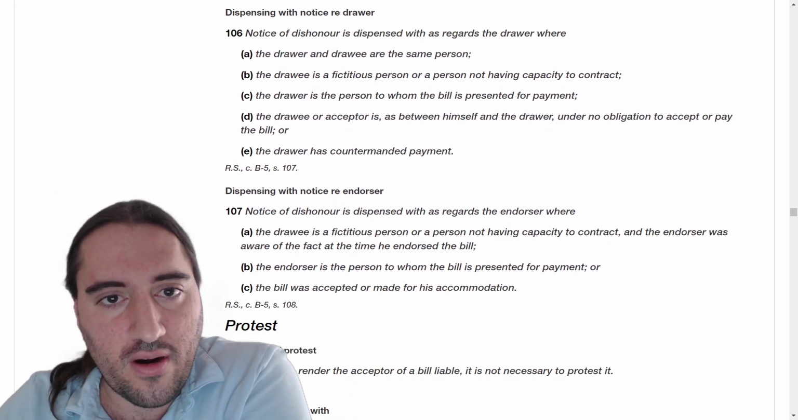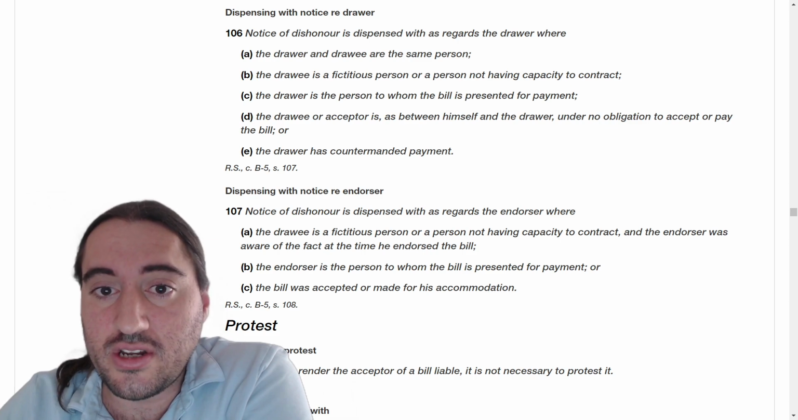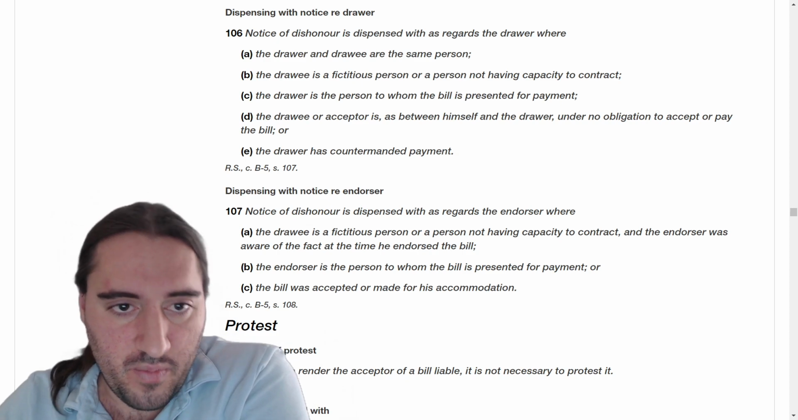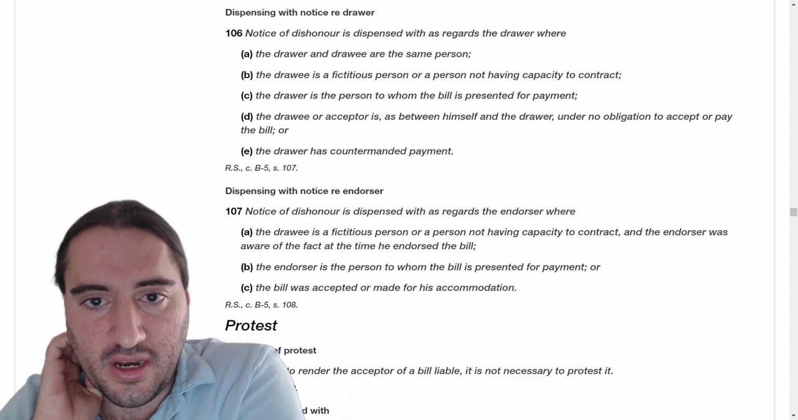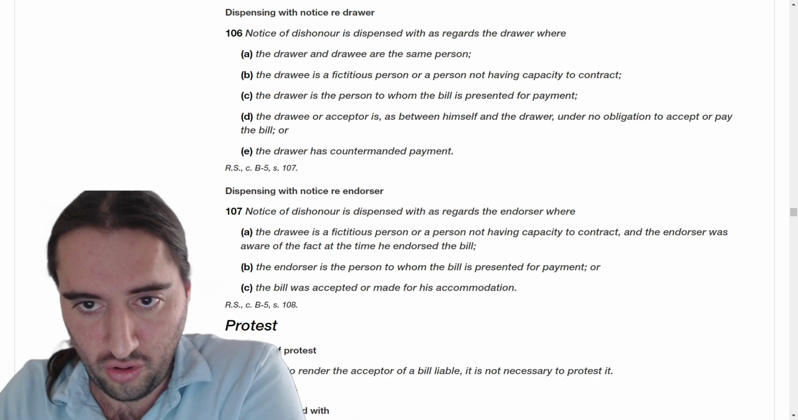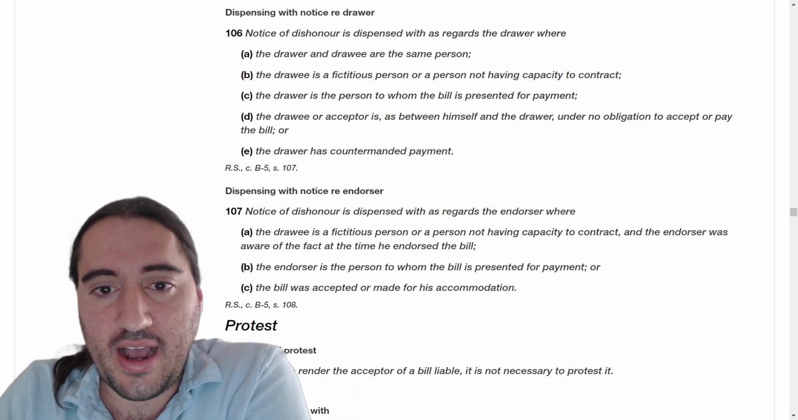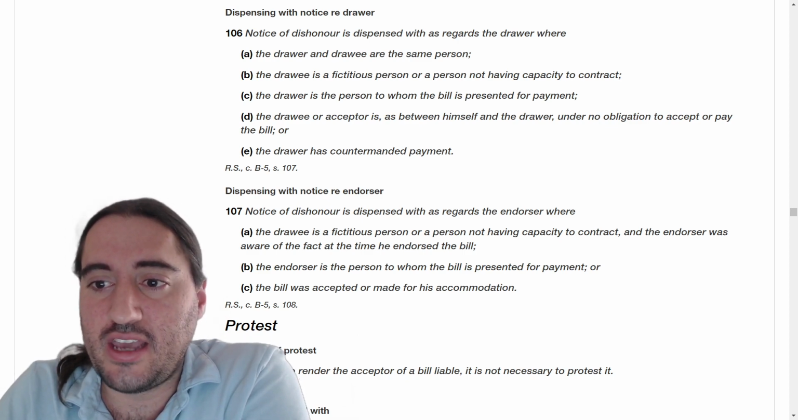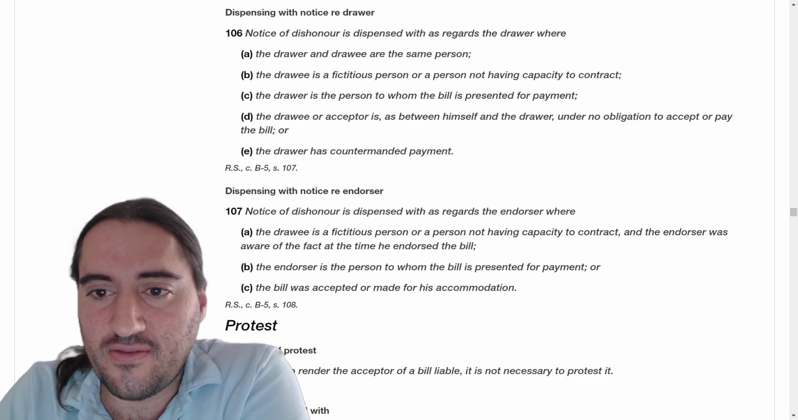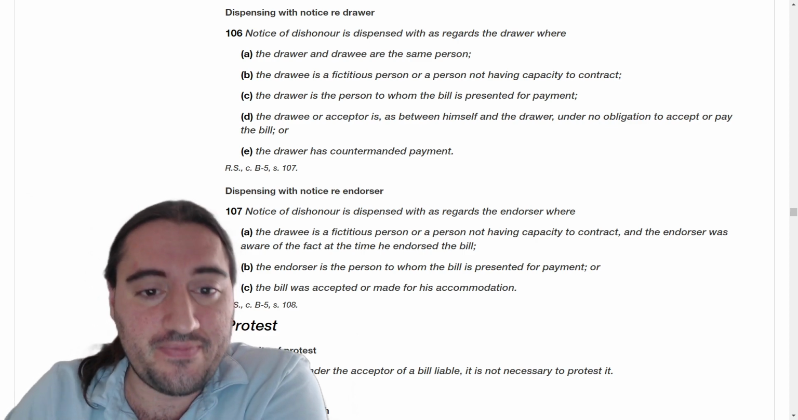Dispensing with notice re drawer. Notice of dishonor is dispensed with as regards the drawer where a. the drawer and drawee are the same person, b. the drawee is a fictitious person or a person not having capacity to contract, c. the drawer is the person to whom the bill is presented for payment, d. the drawee or acceptor is, as between himself and the drawer, under no obligation to accept or pay the bill, or e. the drawer has countermanded payment.